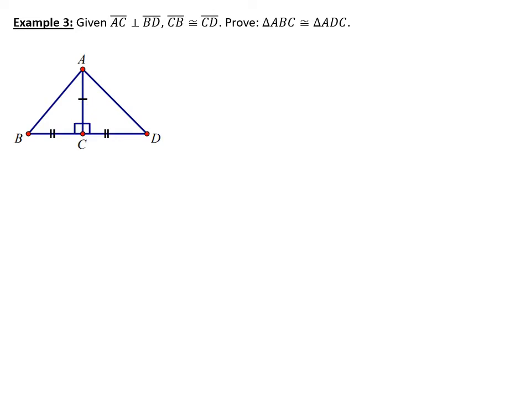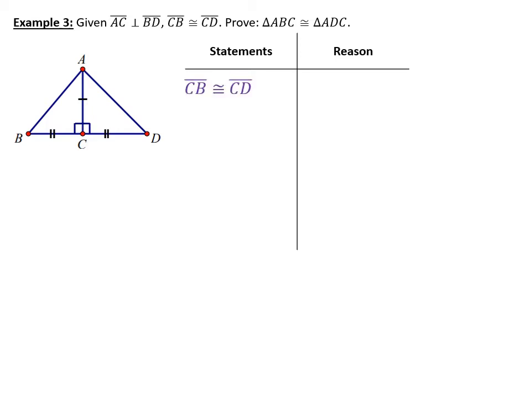Example 3, we're given that side AC is perpendicular to BD and CB is congruent to CD. We want to prove that triangle ABC is congruent to triangle ADC. Okay. So we're going to do a 2-column proof. On the left are the statements, on the right is the reason. First off, CB is congruent to CD. That was given. We also know that side AC is perpendicular to BD. That was given.